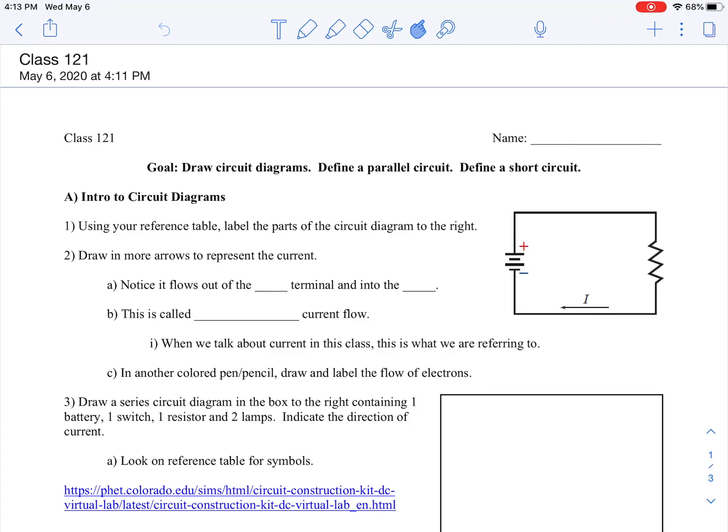Today we're going to talk a little bit about how to draw circuit diagrams. We're going to talk about what a parallel circuit is. We already mentioned what a series circuit is, and we'll go over that again. And we're going to talk about what a short circuit is. We're going to be drawing circuit diagrams, and looking at what they look like in PhET.